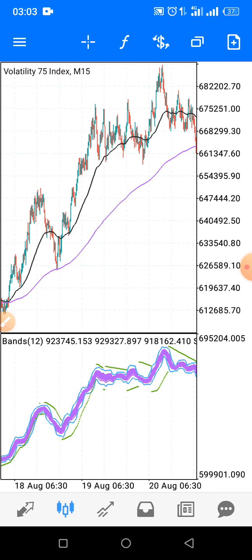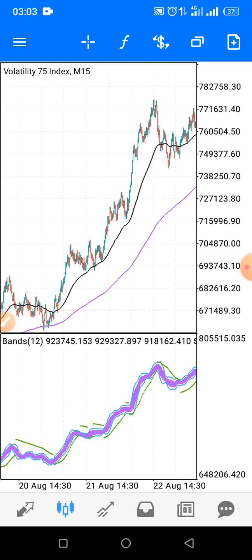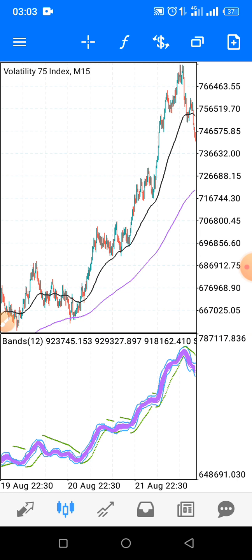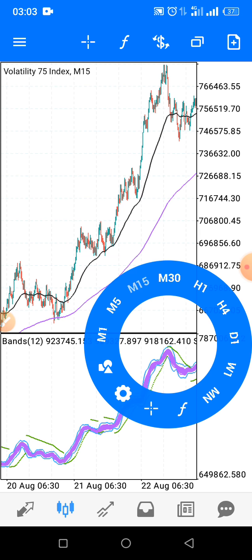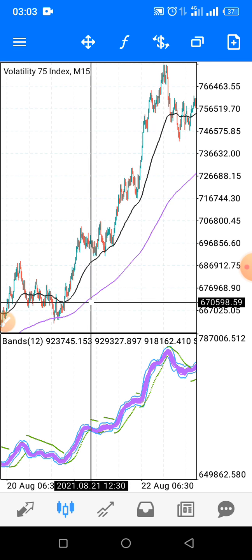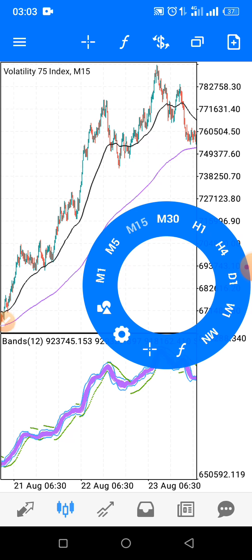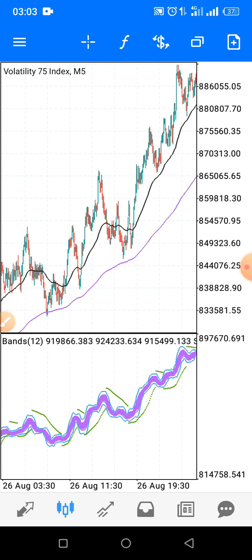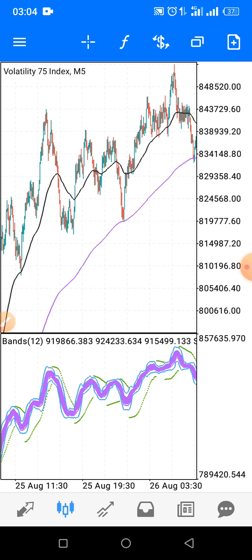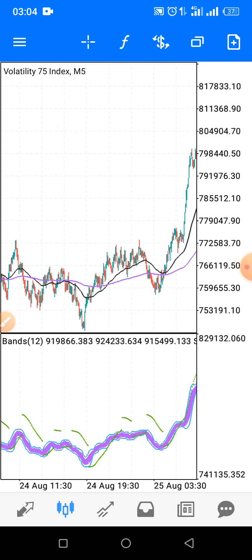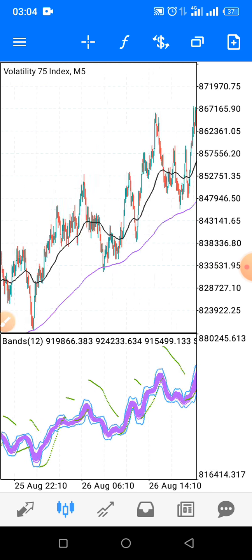Okay, so this is the 15-minute time frame. So let me show you the 1-minute time frame and the 5-minute time frame. Okay, yeah, all these trades you could have caught them there. Okay, let me show you the 5-minute. So you can use it for scalping. For scalping you'll be using smaller time frames, and for swinging you'll be using larger time frames. Okay, so this works on almost all time frames in fact.